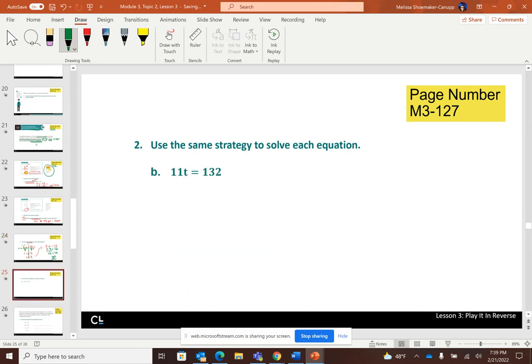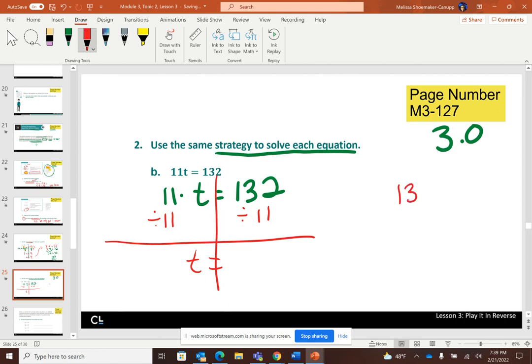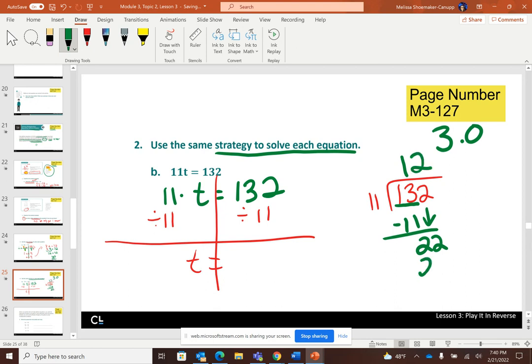Same strategy. 11 times t. So, I mean, we're at a 3.0 all day long here on these practice problems. The opposite of multiply is divide by 11. Divide by 11. So I have t. Now I just have to figure out this math. 11 goes into 13 once. Bring down the 2, and I know 11 would go into 22 twice because 11 times 2 is 22.